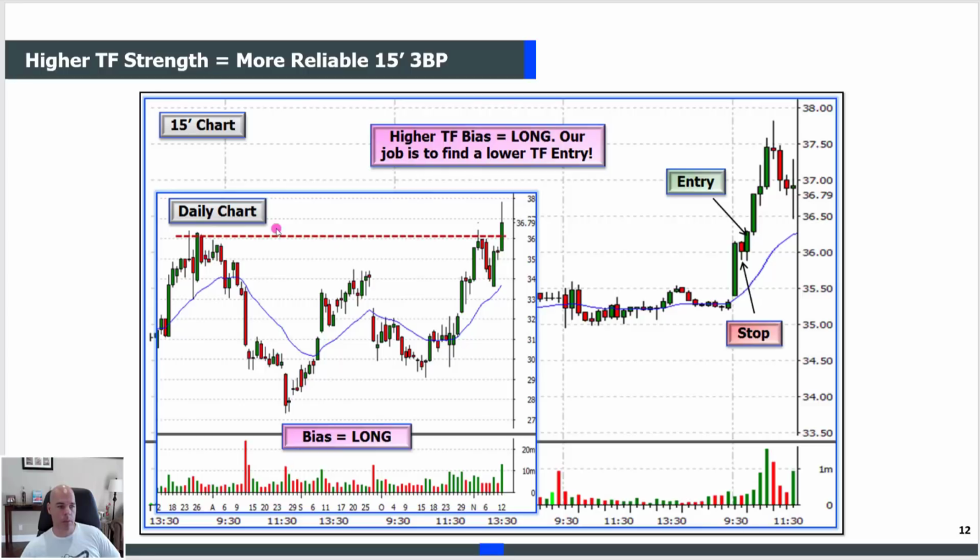It started with the daily breakout, though. Without the daily breakout, you would never take this. If this was happening at 35.50, you wouldn't likely take it because 36 has resistance.